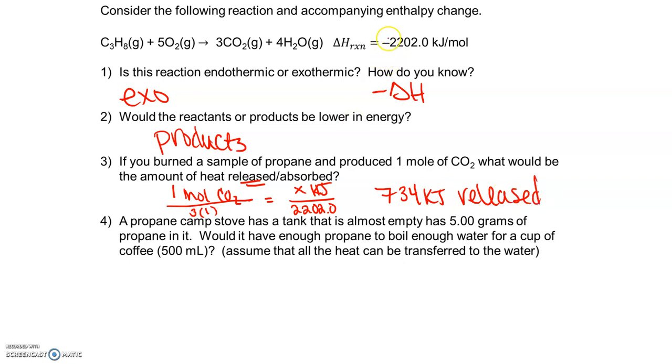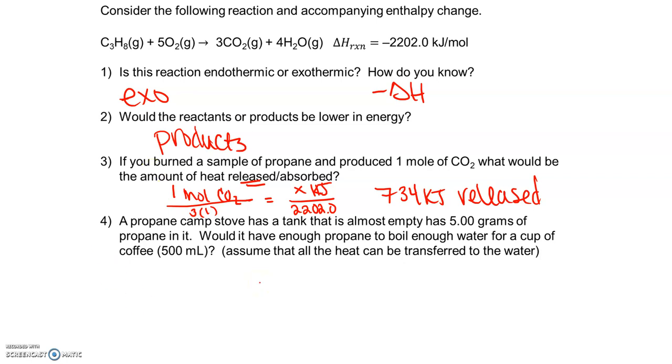Now, I did not include the negative sign because it specifically asked you for the amount of heat. It can't release or absorb a negative amount. And so I knew that it had to be the absolute value, and then I was going to tack on that word absorbed or released at the end to answer the question. So that's why I ignored the negative sign.